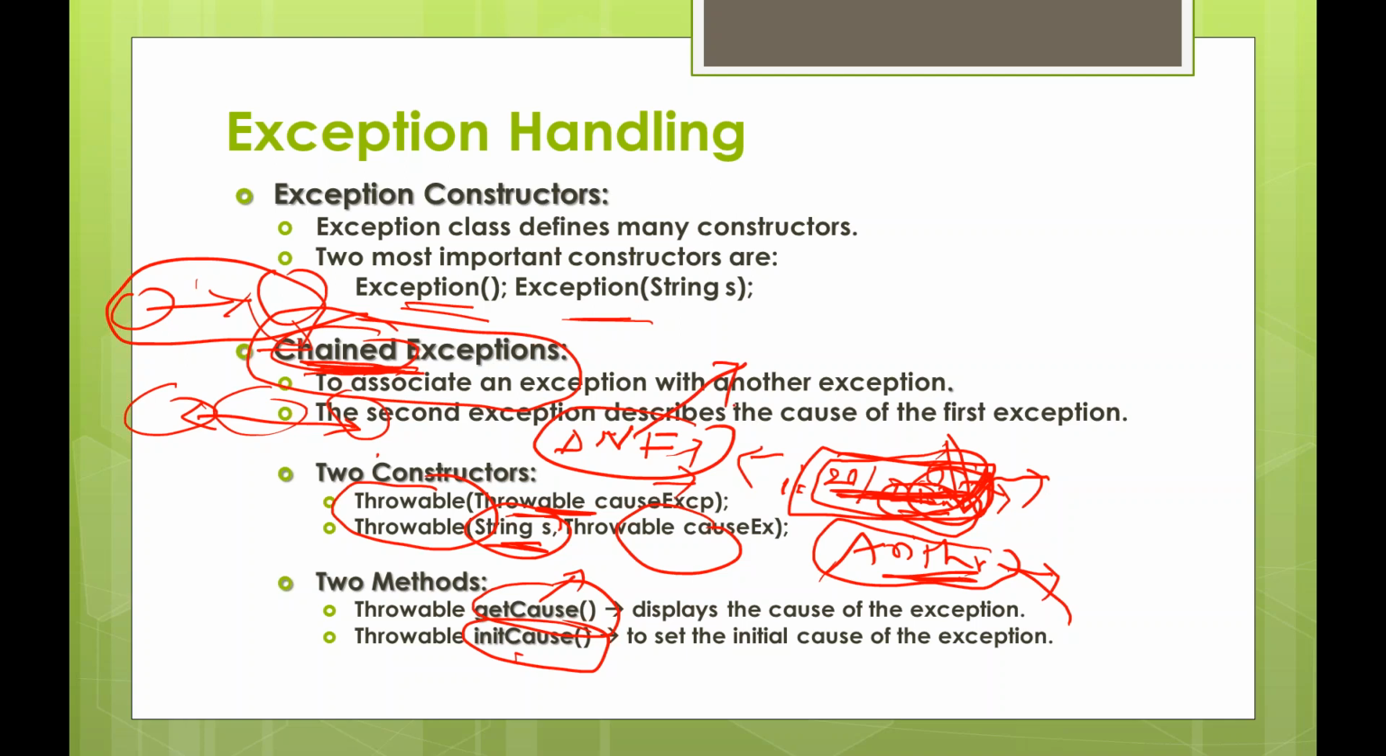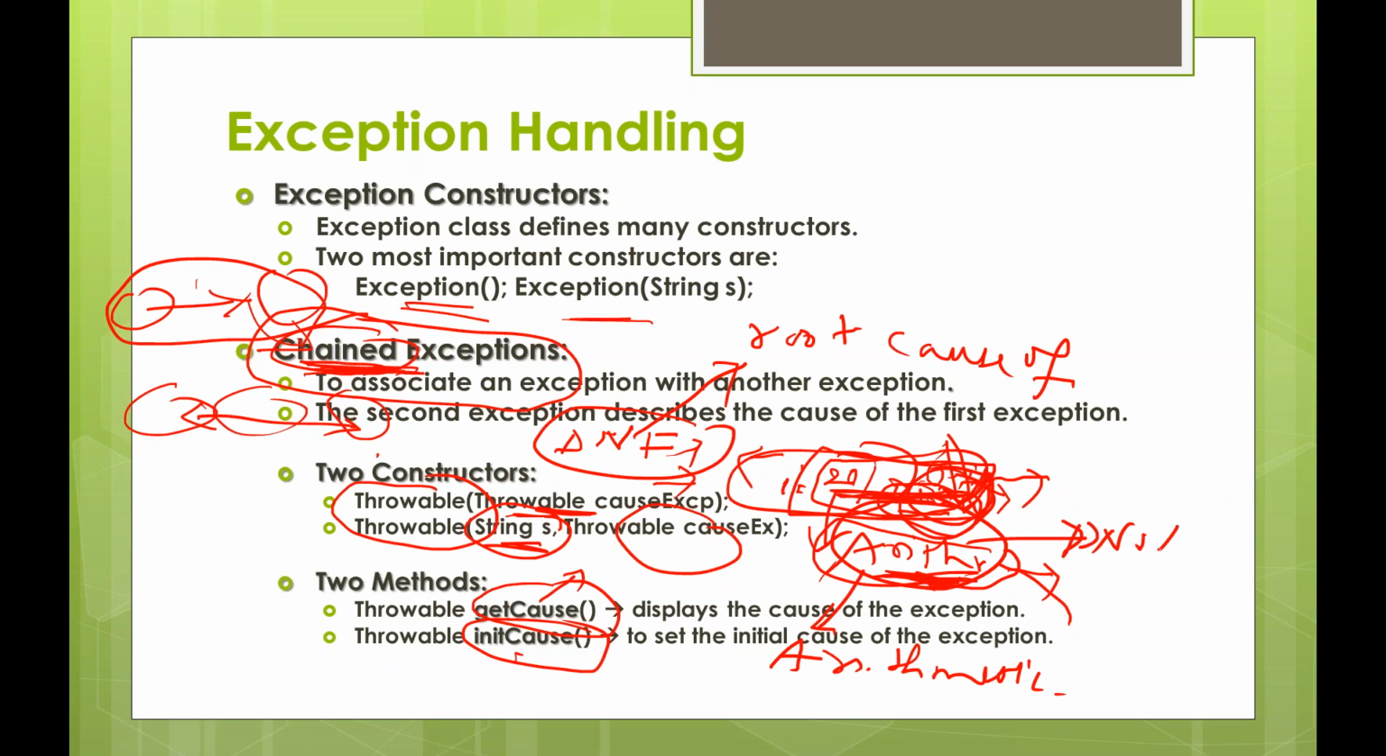So data not found exception is the root cause of your arithmetic exception. In normal circumstances, when we get the data, this gets executed properly and we will not see arithmetic exception at all. In such cases, what you can do is attach arithmetic exception with data not found exception, to make sure that this is the root cause. And how can you do that?